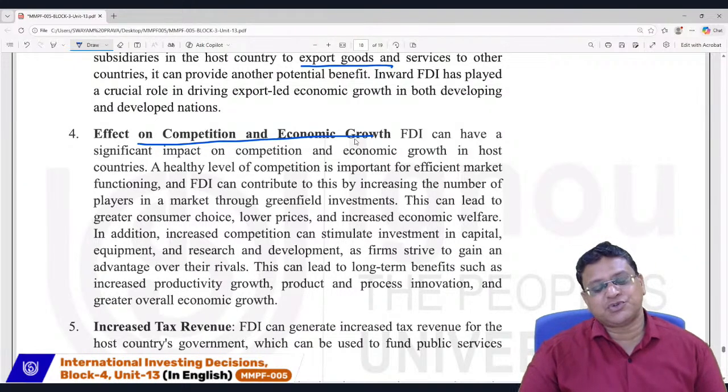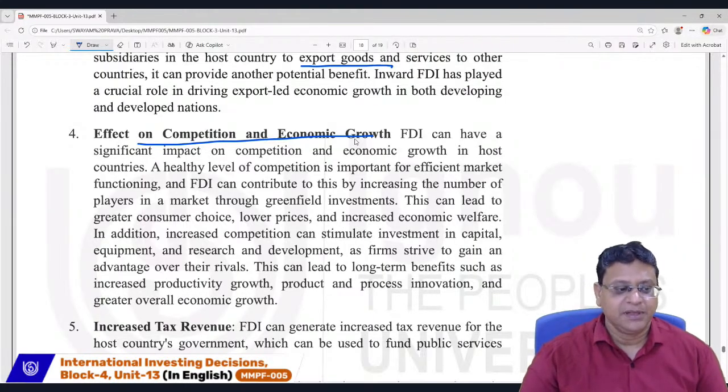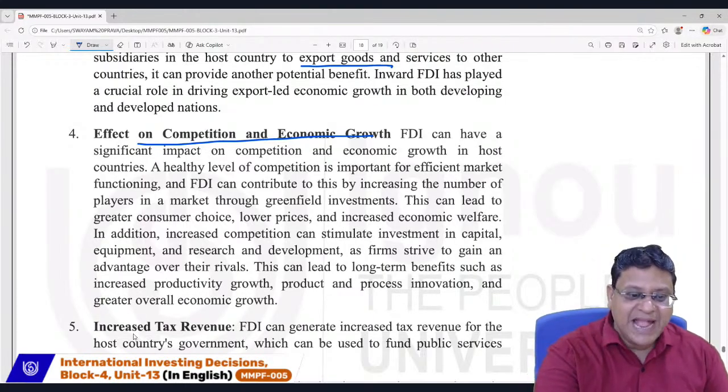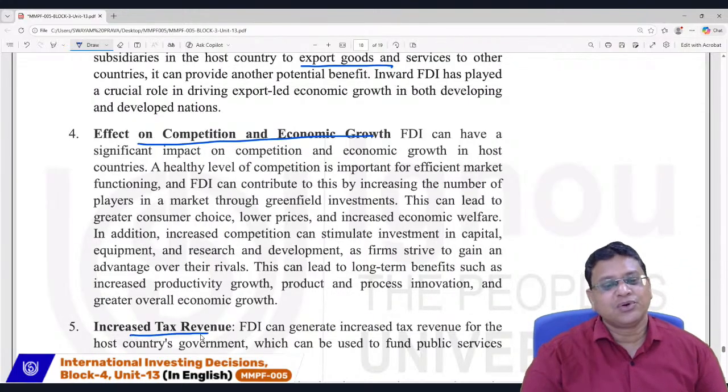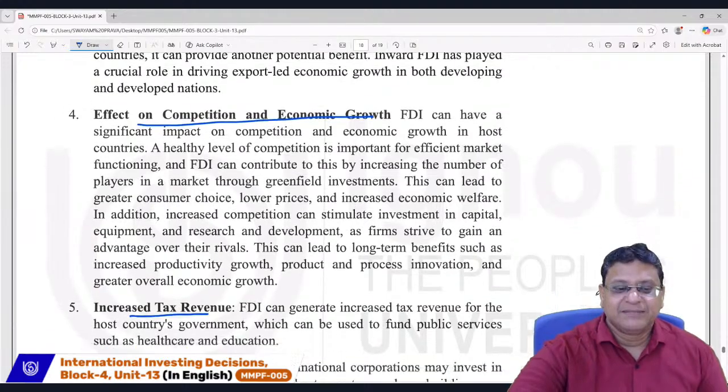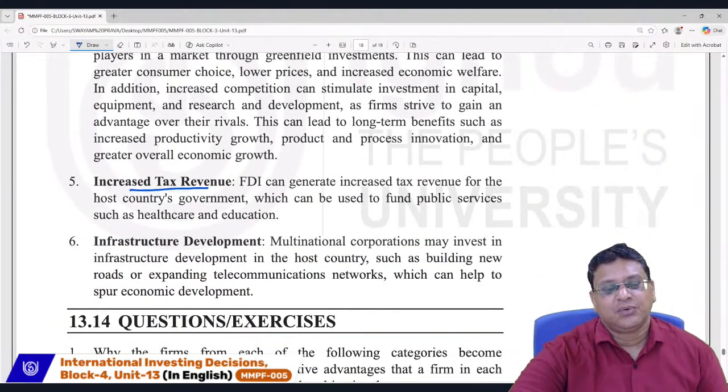Next, MNCs have an effect on competition and economic growth of the country. When FDI comes to a country, it brings competition, it brings economic growth. MNCs will provide tax revenue to the host country government. The host country government will get major tax revenues from MNCs.